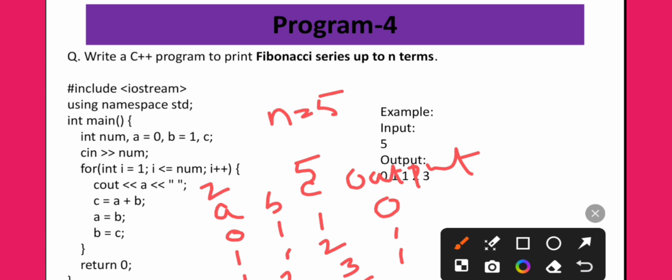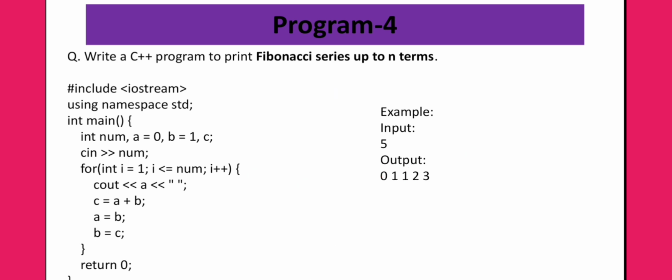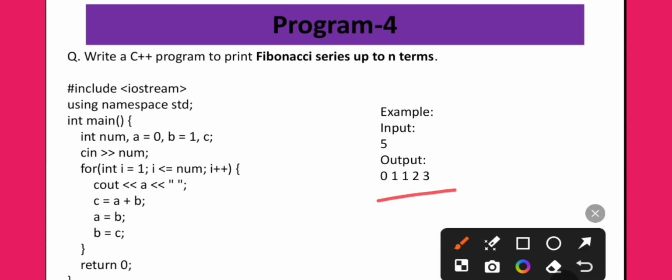Then a is equal to b, and b is equal to c, so we have 5. Then what will we display here? We will display a. What is the value of a? a is 2. So like this we can have the output of a, and we will have the Fibonacci series here. If we give 5 as input, then we will have this output: 0 1 1 2 3. So like this we can have the Fibonacci series in this program.